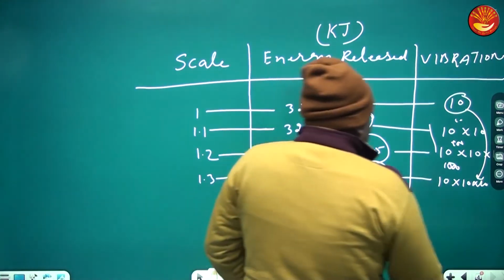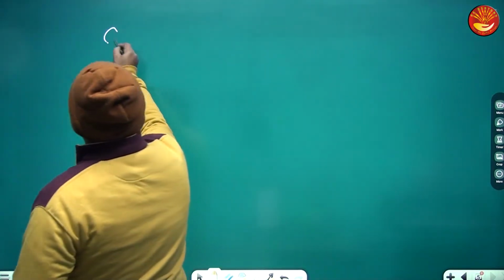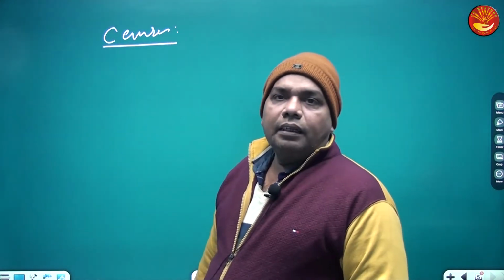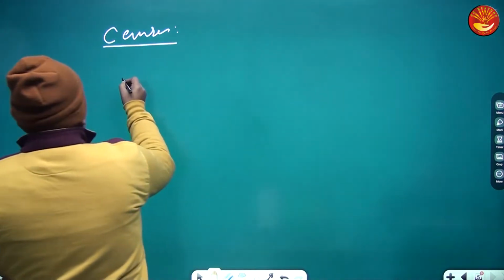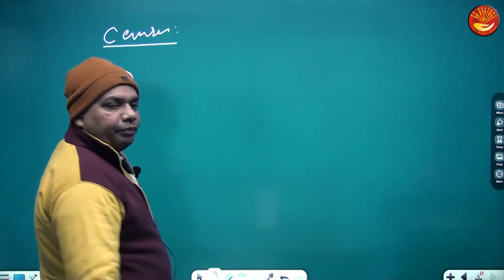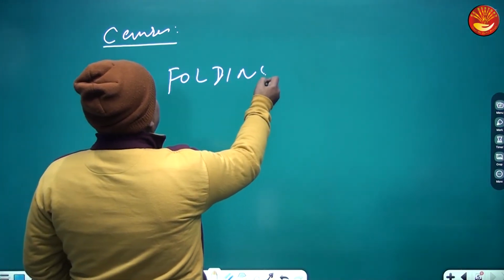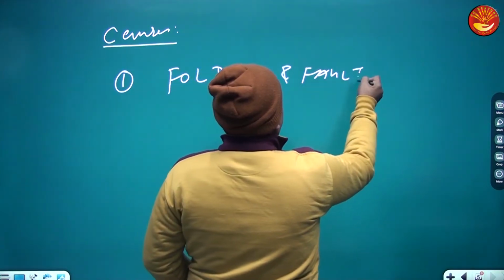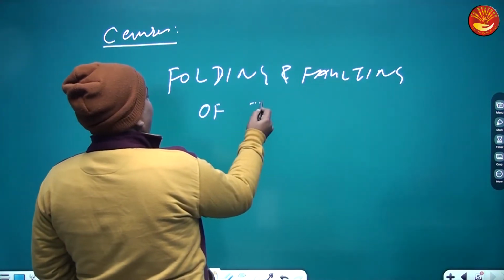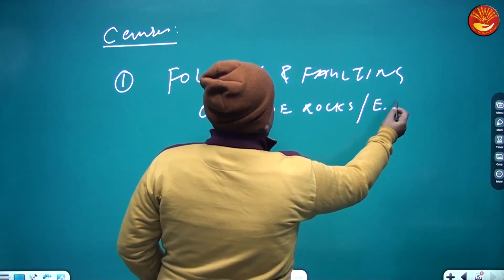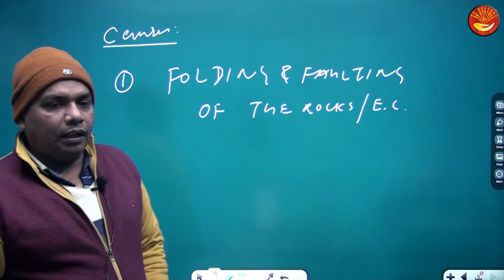Now, the main question is, how does an earthquake occur? What are the major causes of an earthquake? The first cause of the occurrence of an earthquake is folding and faulting of the earth crust or rocks.